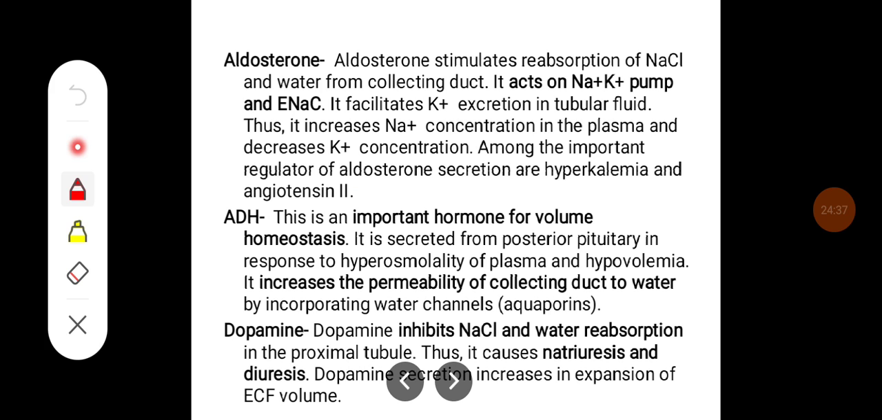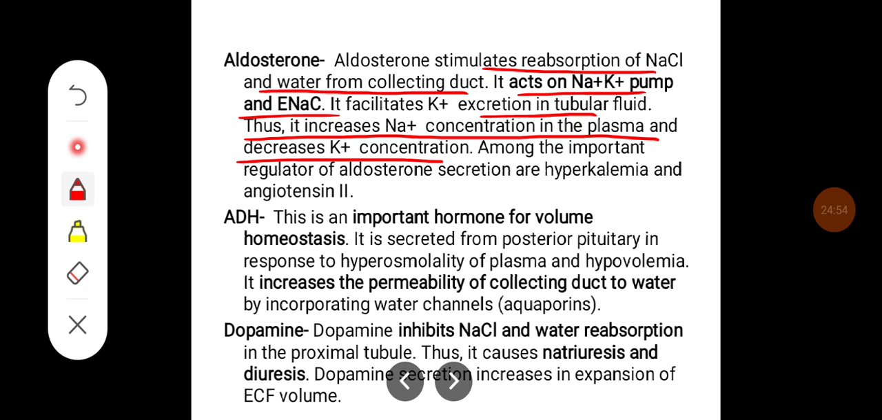Aldosterone stimulates the absorption of sodium chloride and water from the collecting duct. It acts on the sodium potassium pump and epithelial sodium channels. It facilitates potassium excretion in the tubular fluid. Thus, it increases the sodium concentration in the plasma and decreases potassium concentration. Among the important regulators of aldosterone secretion are hyperkalemia and angiotensin II.